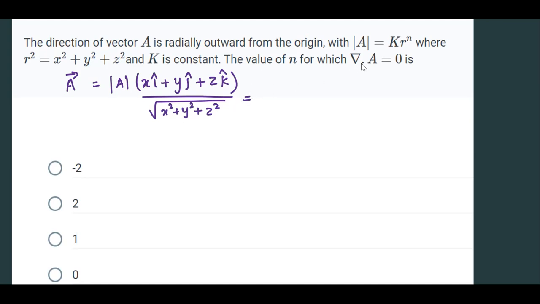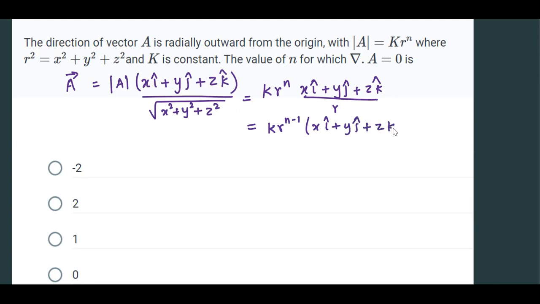The modulus of A is k times r^n, and the denominator is r. So A is k times r^(n-1) times (xi + yj + zk). Of course, r is not a constant. r is a function of x, y, z. So this is the trick. Now we want to find when the divergence is 0.